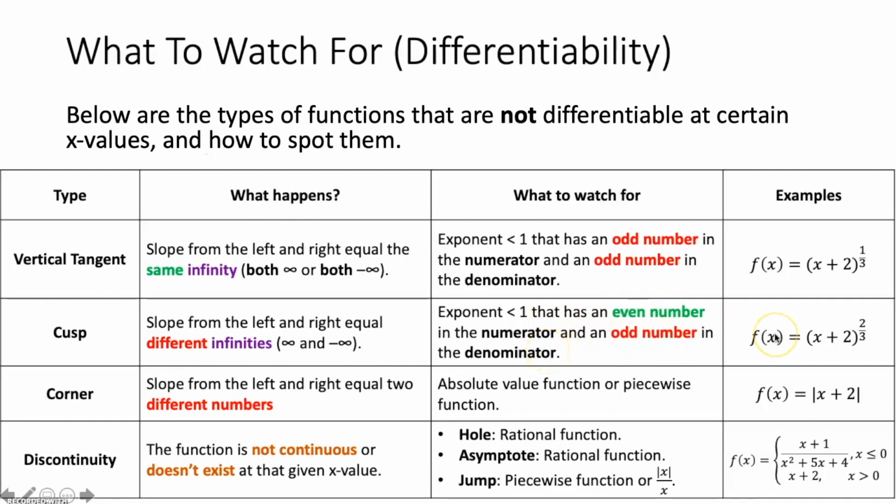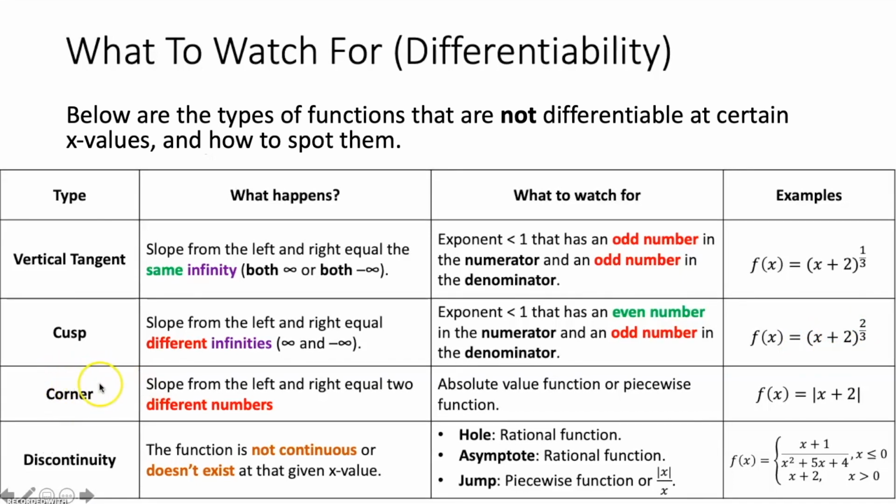So let's look at our example over here. We have a function f of x equals the quantity (x + 2) to the 2/3 power. Note that we have our variable being raised to an exponent that is less than 1. There's an even number in the numerator. There's an odd number in the denominator. Because of that, there's going to be a cusp at whatever x value causes the inside to equal 0. So in this case, it would be x equals -2. At x equals -2, there will be a cusp for this function.